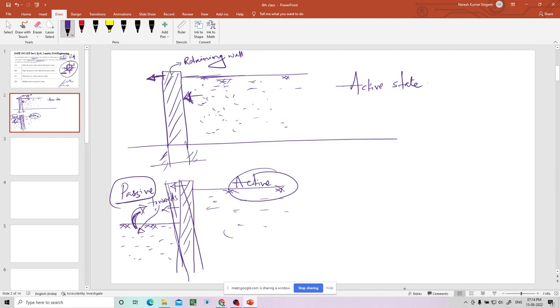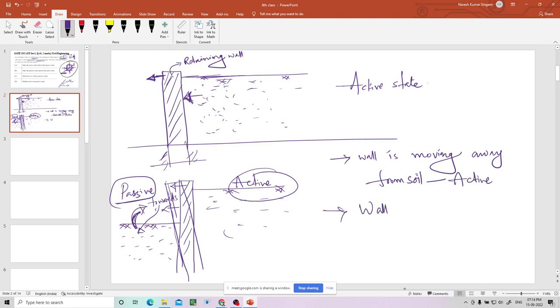So remember that whenever the wall is moving away from the soil, that is active state. Then when the wall is moving towards the soil, that is passive state. These are the things.